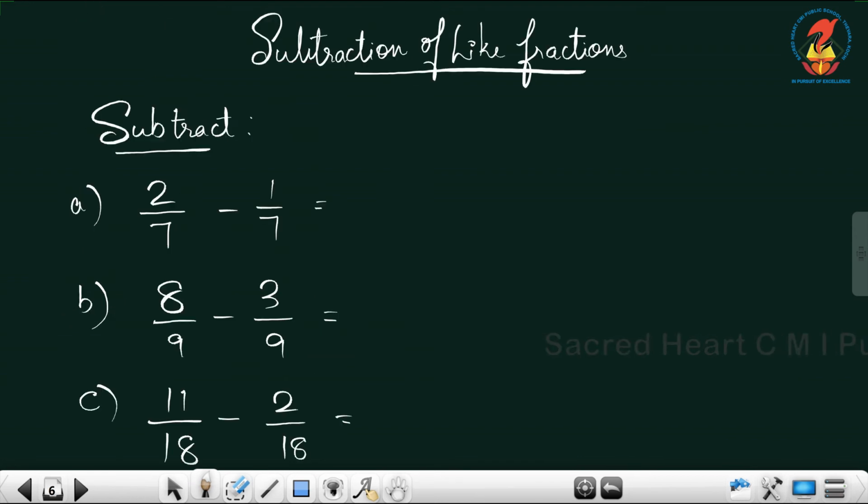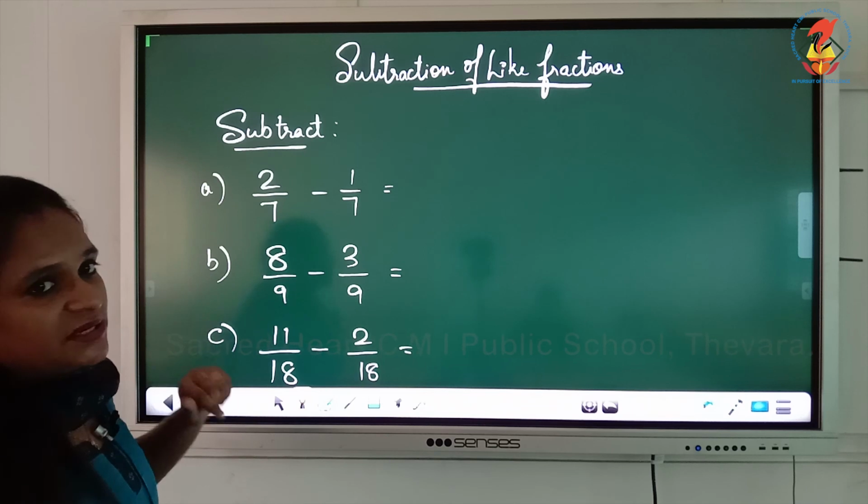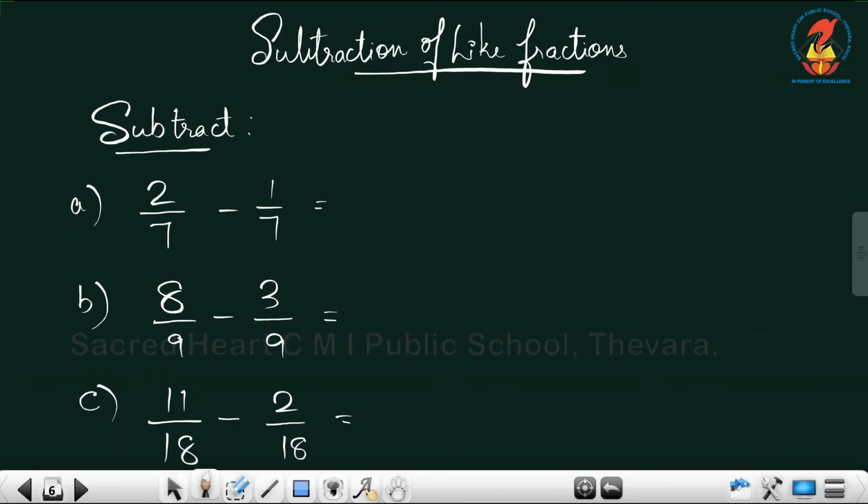Now let us move on to the last portion, that is subtraction of like fractions. Subtract. First question, 2 by 7 minus 1 by 7. You need to subtract the numerator part. 2 minus 1, how much you get? Yes, it's 1. And denominator 7 remains the same. 8 by 9 minus 3 by 9. 8 minus 3, how much you get? It's 5. 5 by 9.